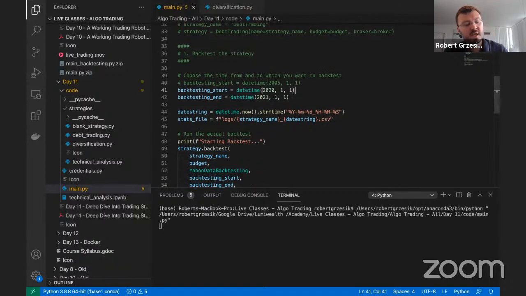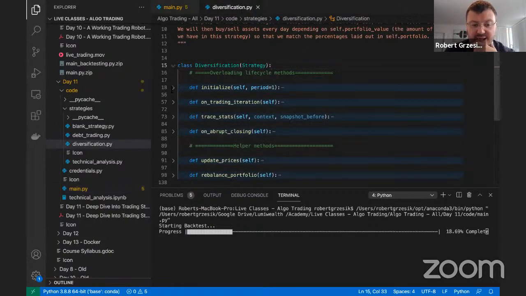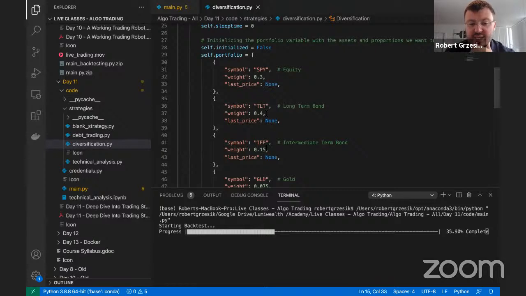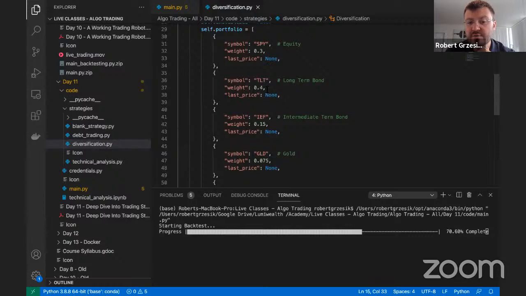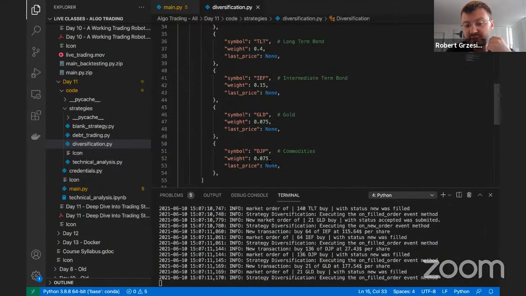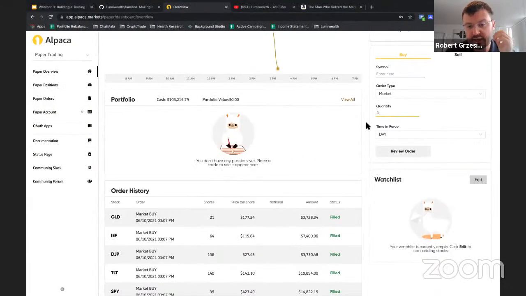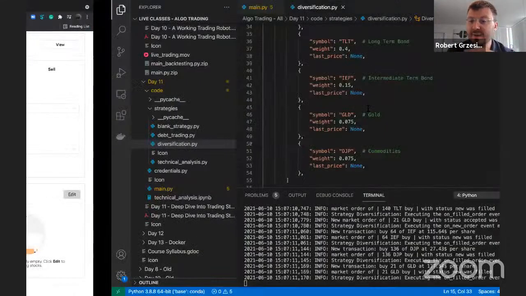Basically what it does is it buys these assets here, SPY, TLT, IEF, GLD, and DJP, in these weightings: 30% SPY, 40% to TLT, which are long-term bonds, 15% to IEF, which is intermediate term bonds, 7.5% to gold, and 7.5% into commodities, which is DJP. As you can see here, it went ahead and bought those, and boom. It took a budget of $50,000 and broke it up into all these different assets, automatically.